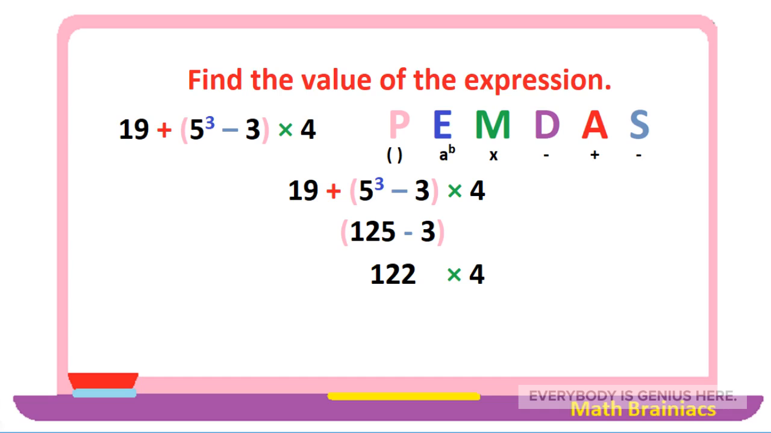After working on the parenthesis and exponent, there is a multiplication. So we're going to multiply 122 by 4, and it will give us 488. We can work now on addition. 19 plus 488 will give us 507. It is easy, right?